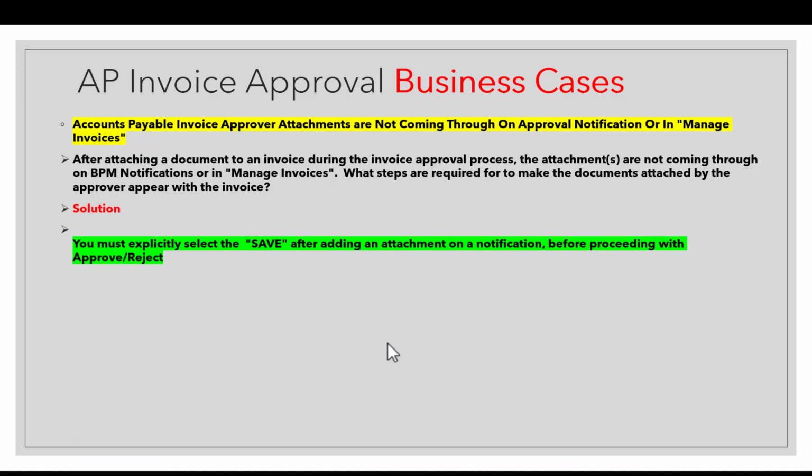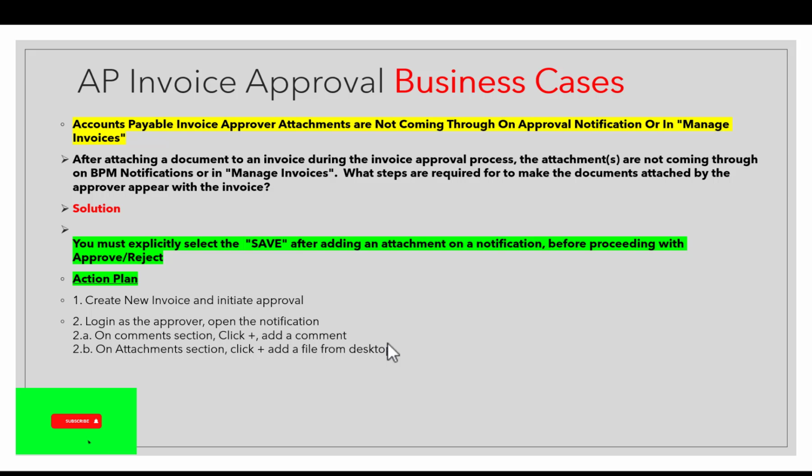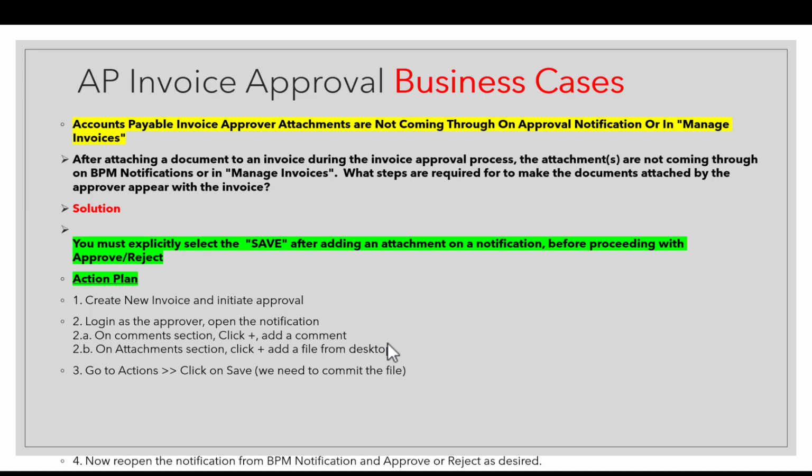The solution is that you must explicitly select Save after adding an attachment on notifications. When I receive the notification and add the attachment, I save before proceeding with approve or reject. What is the action plan? Create a new invoice, initiate approval, log in as the approver, open notifications. In the comment section, click Add a Comment. In the attachment section, click Add and add a file from the desktop. Go to Actions, click Save. We need to commit the file. You need to commit the file.